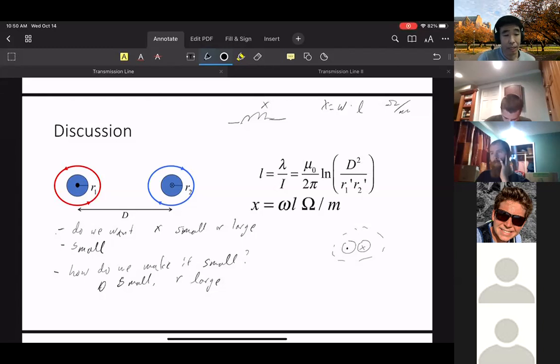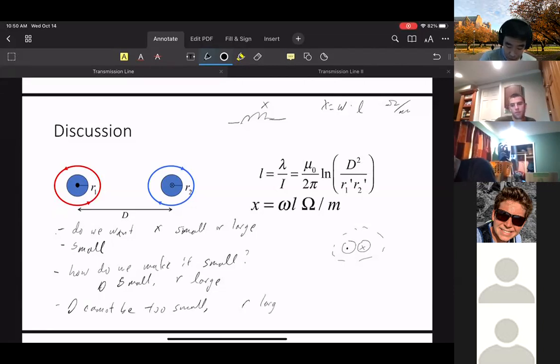However, we cannot make this very small, because we don't want the wires touching each other. Even though we want the fields to be close and cancel each other, the wires should not touch, so d cannot be super small. And a large R is expensive, so it's costly. So there's a limit of how small we can reduce reactance to.